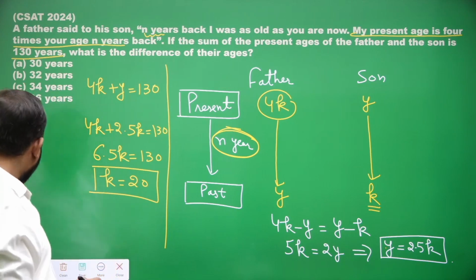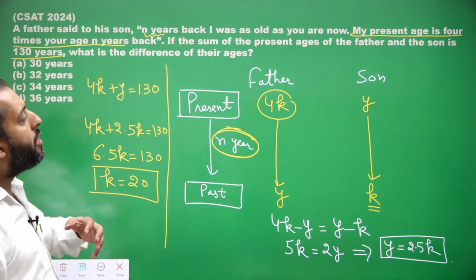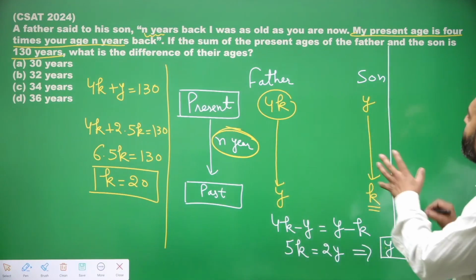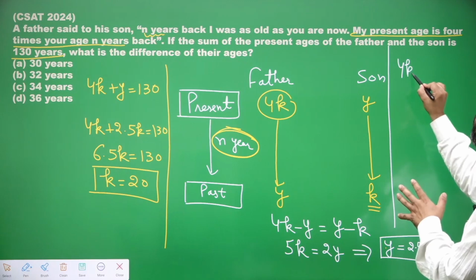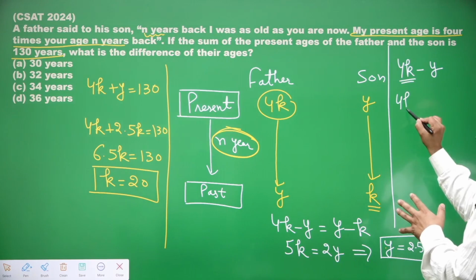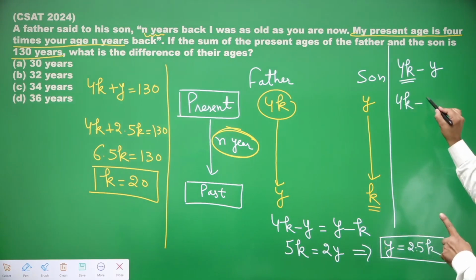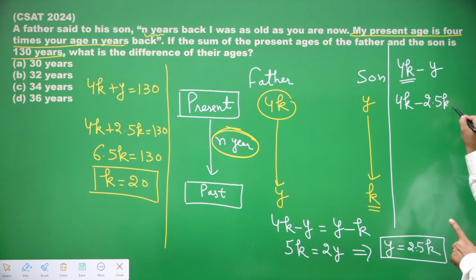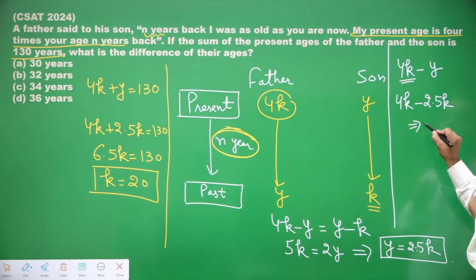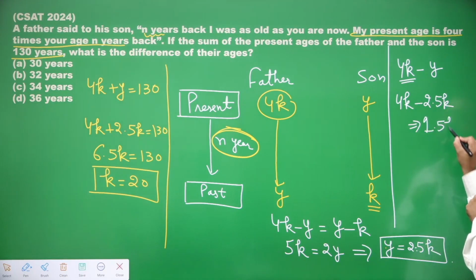What are we looking for? We are looking for the difference of their present ages, which means we are looking for 4k minus y. Now, the value of y is 2.5k. So 4k minus 2.5k is what we are looking for. 4k minus 2.5k is 1.5k.